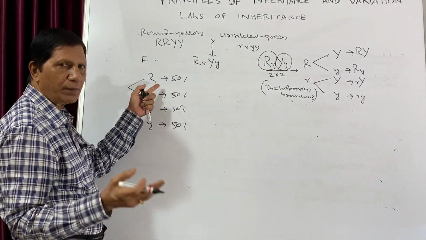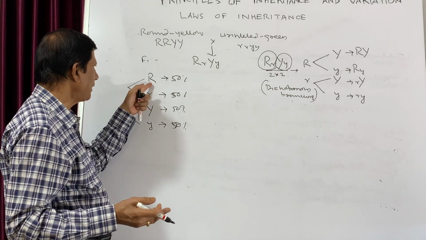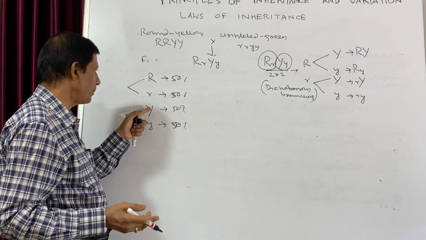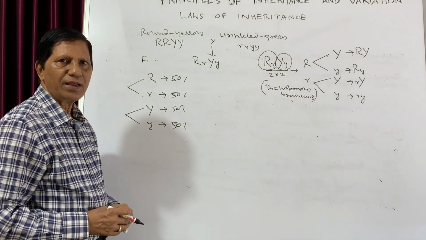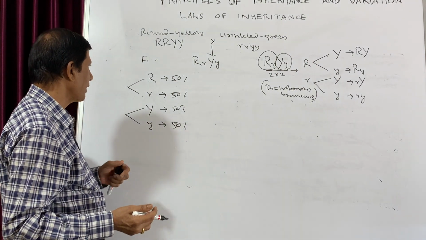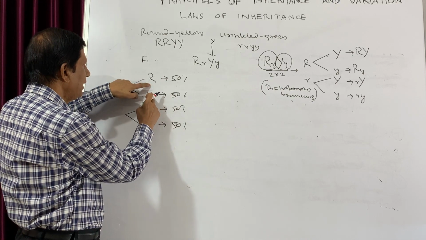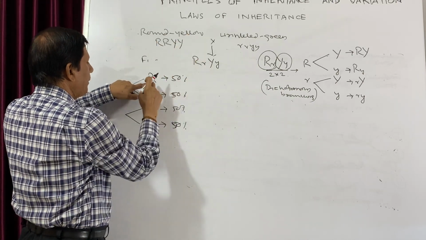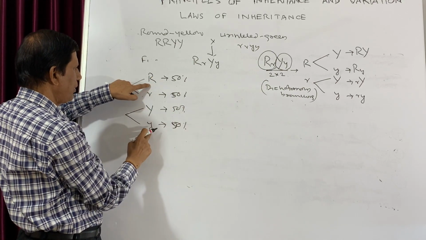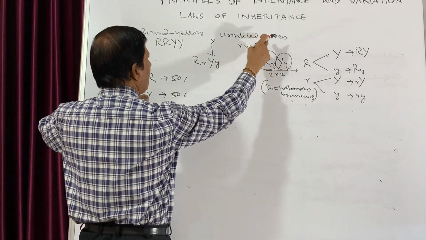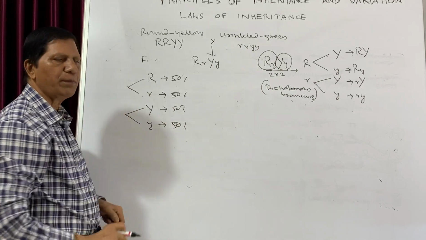So naturally, as we have discussed in the law of segregation, 50% of the gametes will have capital R, 50% small r. 50% of gametes will have capital Y, 50% will have small y. As a result, what will happen? Now this capital R not only combines with capital Y, as in the round yellow parent, it can also combine with small y. Similarly, small r combines here with small y, but it can also combine with capital Y.